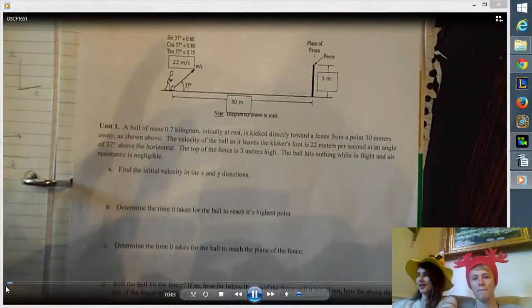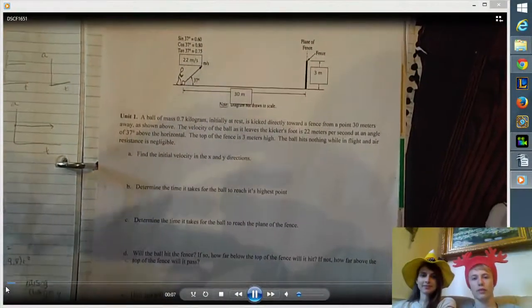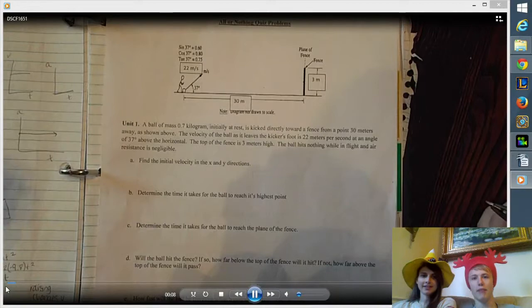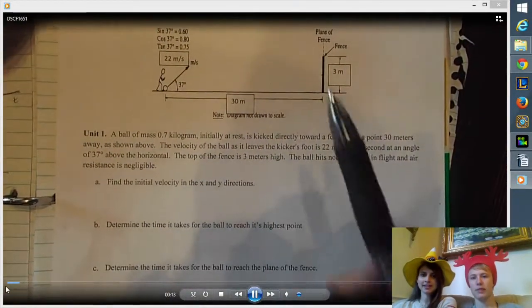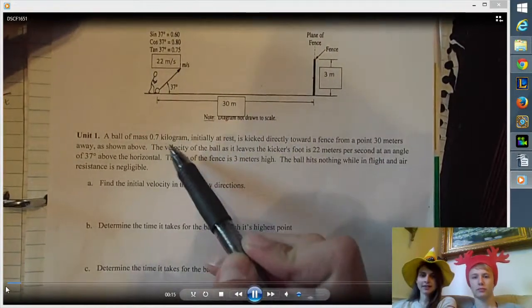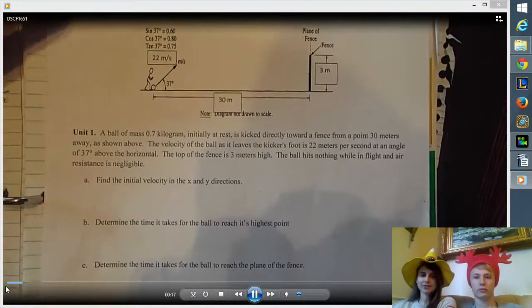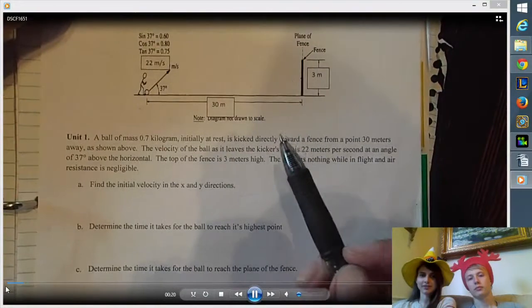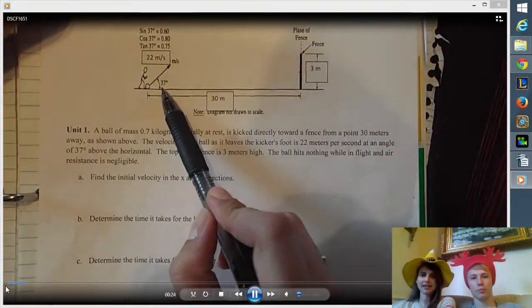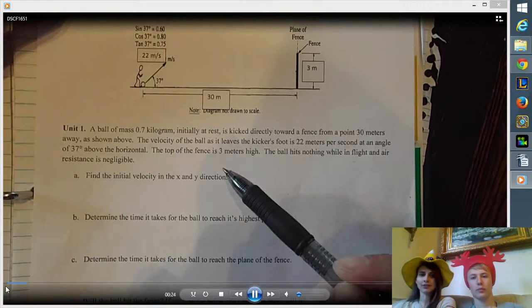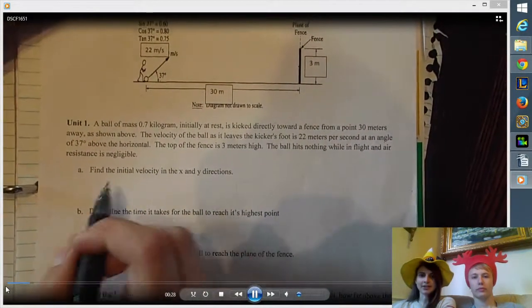So this is our all or nothing quiz problem. We have a ball of mass 0.7 kilograms initially at rest, and it's kicked toward a fence 30 meters away, as shown above. The velocity of the ball as it leaves the character's foot is 22 meters per second at an angle of 37 degrees. The fence is 3 meters high, and the ball hits nothing in flight.